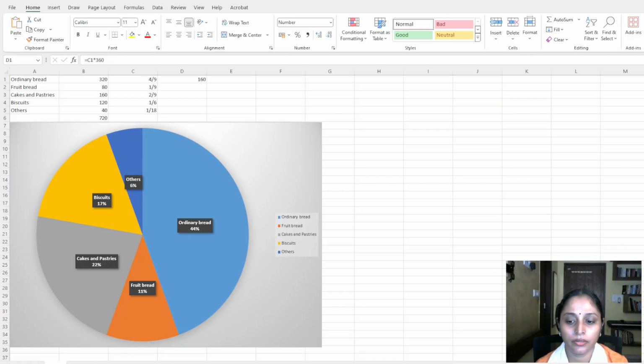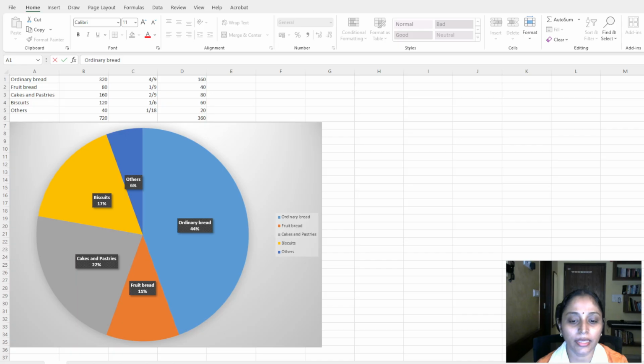So what we have done here is take the fraction and multiply it with 360 degrees. So these are the angles over here. You can see this blue chunk of ordinary bread is actually 160 degrees. You can see it is very close to a straight line, a semicircle, but a little less than that. It's 160 degrees. Next, the fruit bread is 40 degrees and cakes and pastries is 80 degrees, right? And the biscuits is 60 degrees and others is 20 degrees. Now you can add up the total and you're going to get 360 degrees, right? So that is about this example.